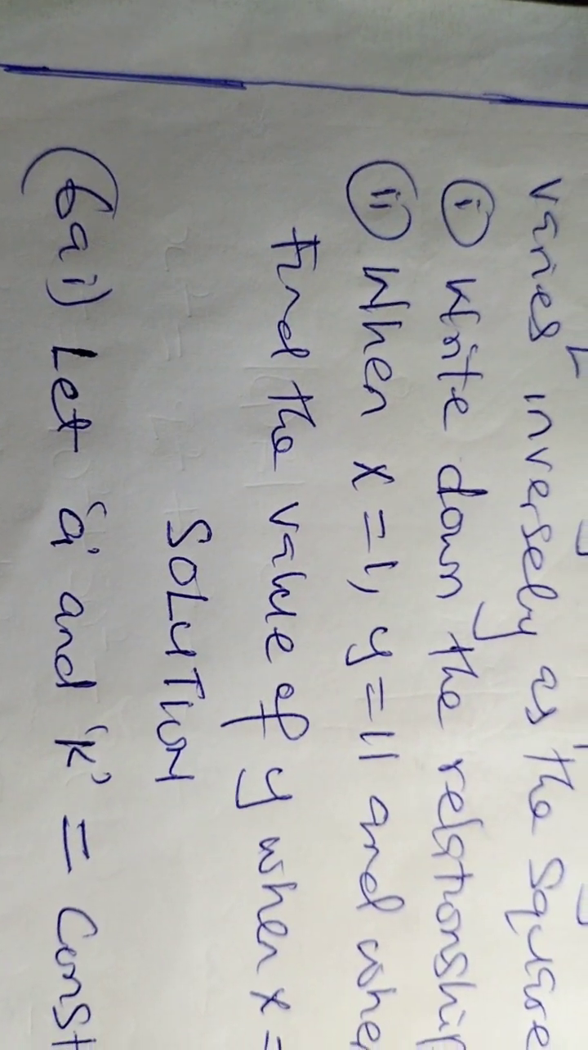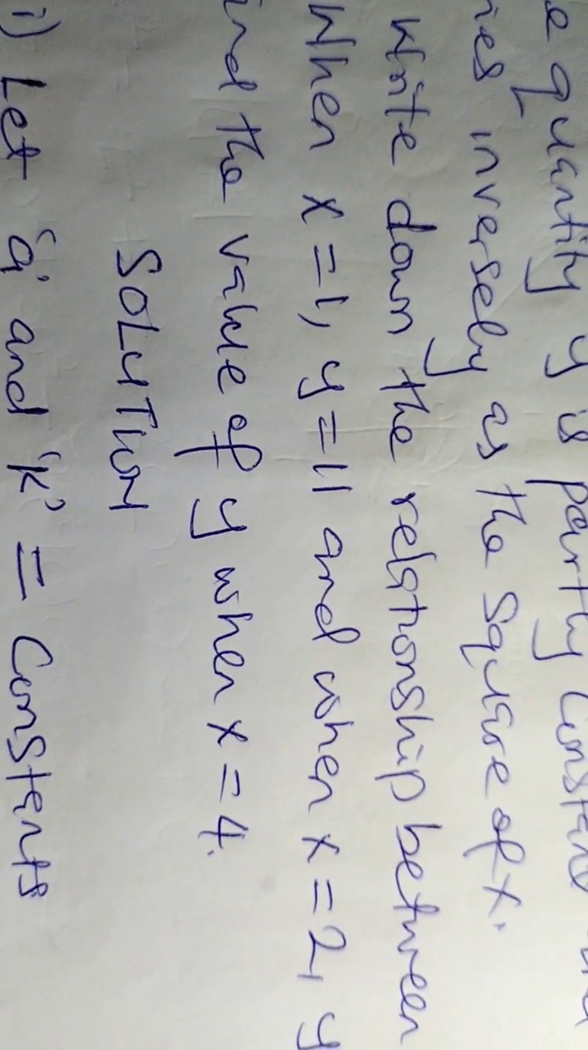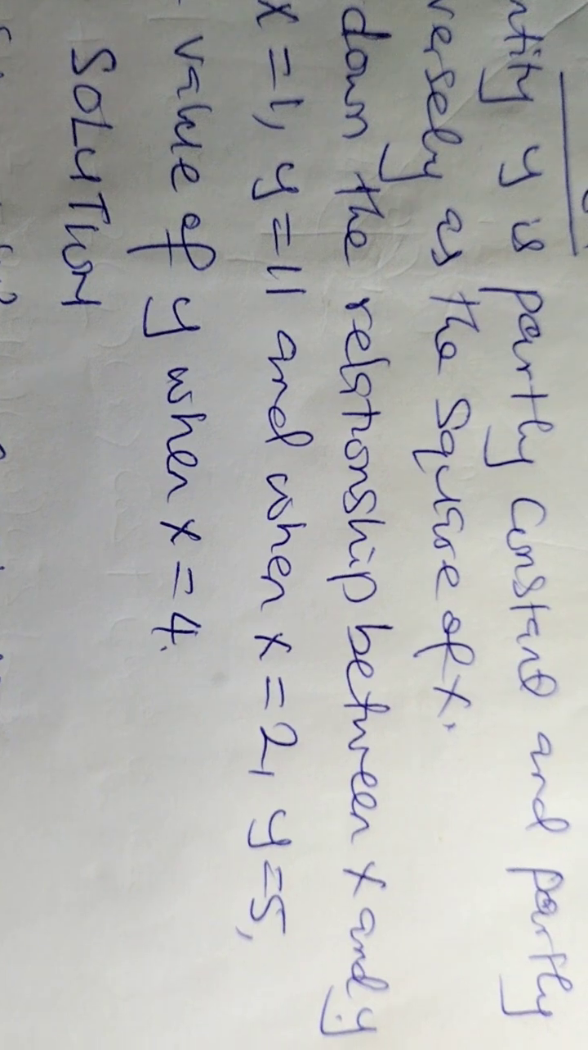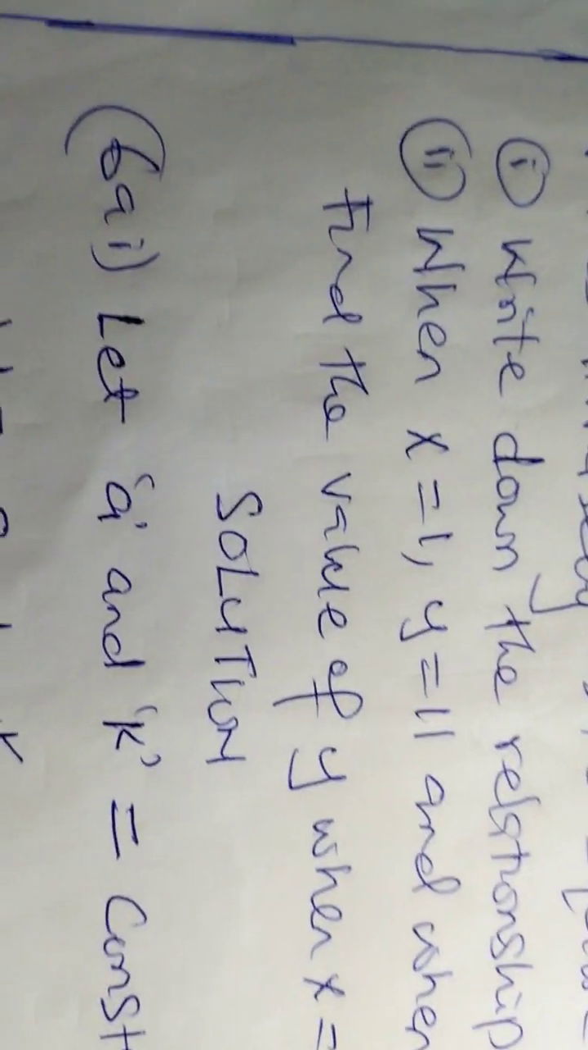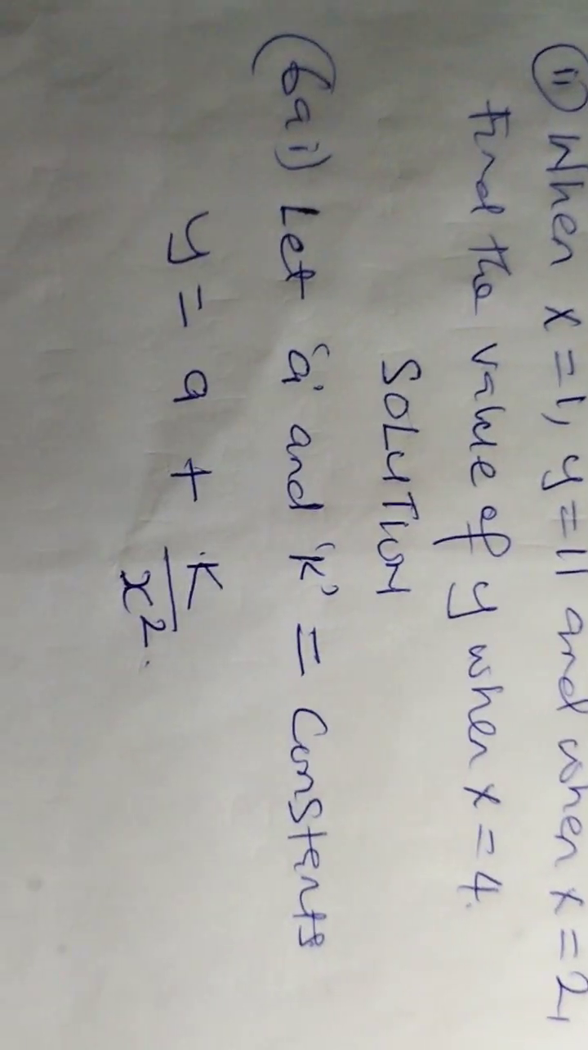Question II says when S is equal to 1, Y is equal to 11, and when S is equal to 2, Y is equal to 5. Then find the value of Y when S is equal to 4.